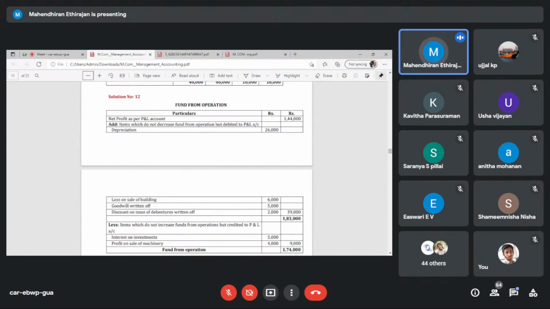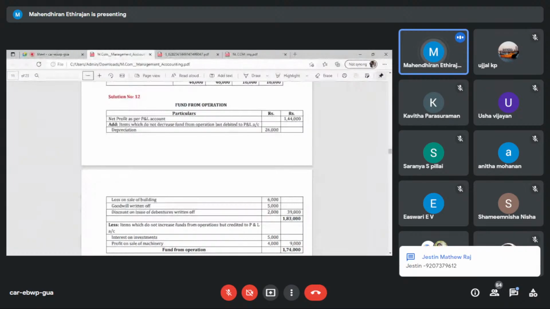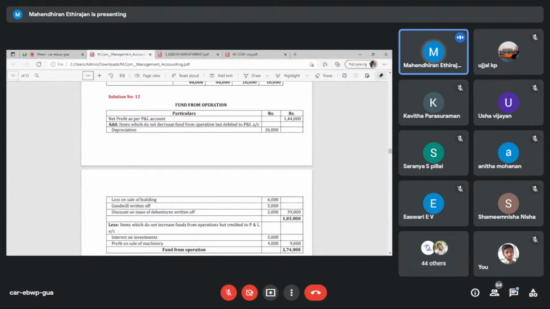So this is the statement model, not the adjusted P&L account. If the profit and loss account opening balance and closing balance appear in the balance sheet, definitely you can prepare the adjusted P&L. That is the traditional method. You will get that answer. If net profit is given, you must prepare the statement model. It is very suitable, right?